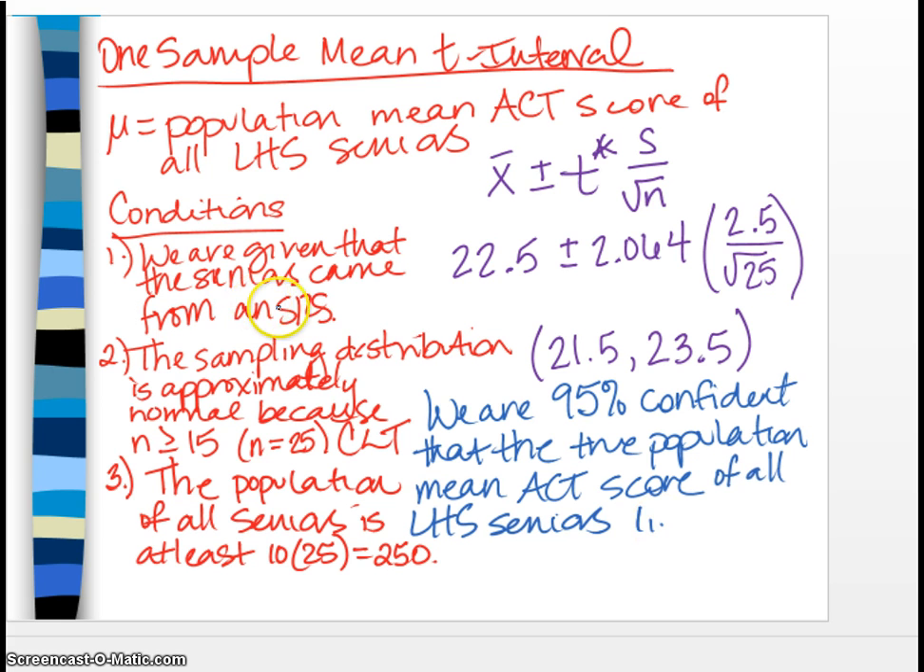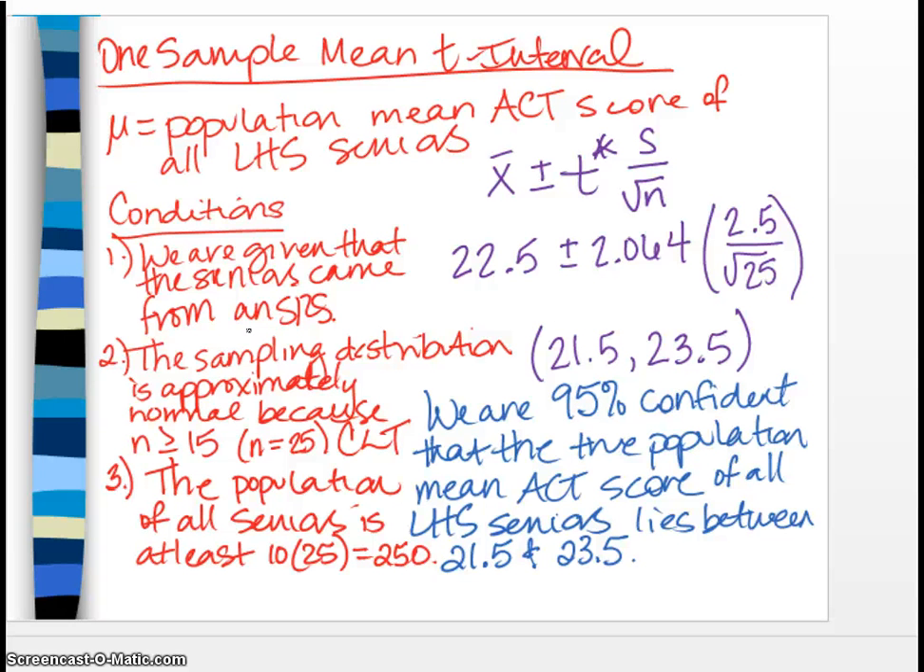lies between 21.5 and 23.5. And usually we put units on there, but there's not really a unit for ACT, so we're going to go ahead and put a period and end it right there. So that is an example of a one sample mean t interval.